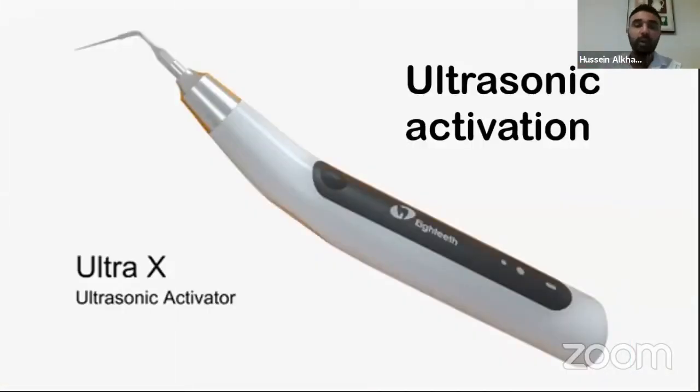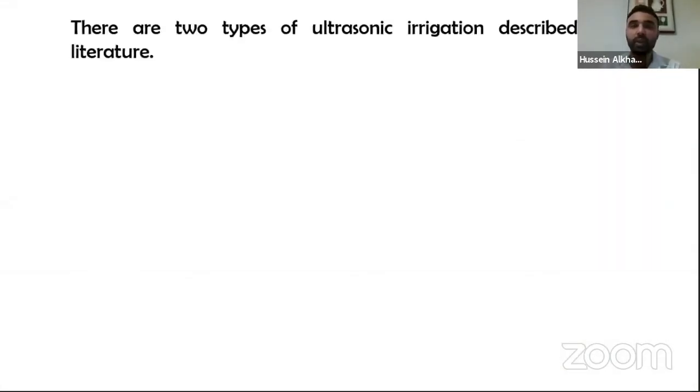Now, let's talk about ultrasonic activation. The difference between sonic and ultrasonic activation is the power range. The sonic activation devices operate at 20,000 hertz or below, while the ultrasonic devices use a higher range of power to operate. There are 2 types of ultrasonic irrigation found in the literature.